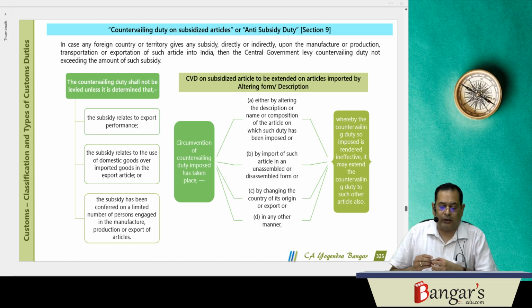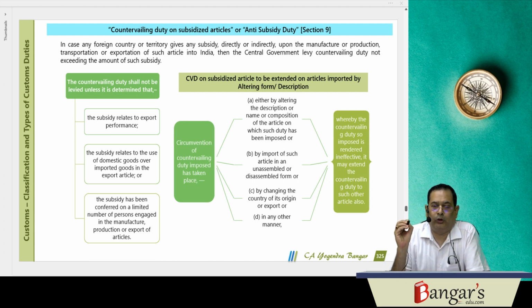Now we will be starting with the countervailing duty on subsidized article, or anti-subsidy duty. In case any foreign country or territory gives subsidy upon production or manufacture of the article and its exportation from that country, or on subsidy on transportation of such article into India, then the central government levies what? Countervailing duty. Countervailing duty is levied not exceeding the amount of subsidy.